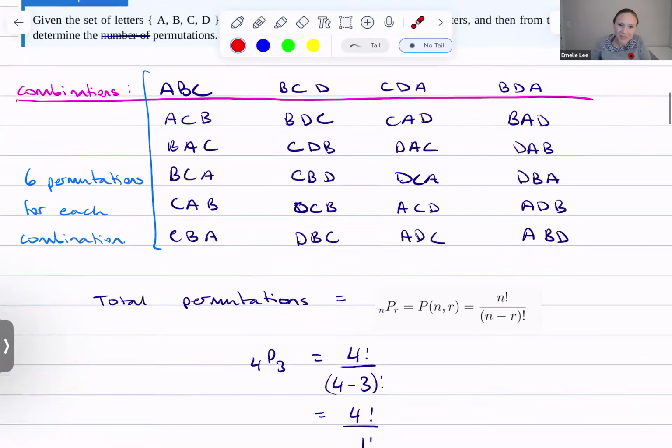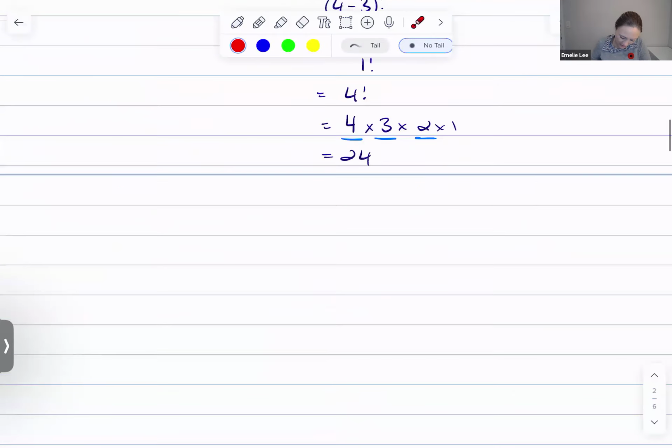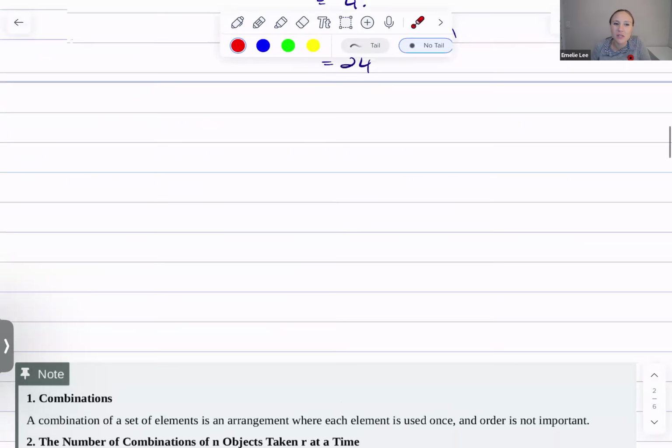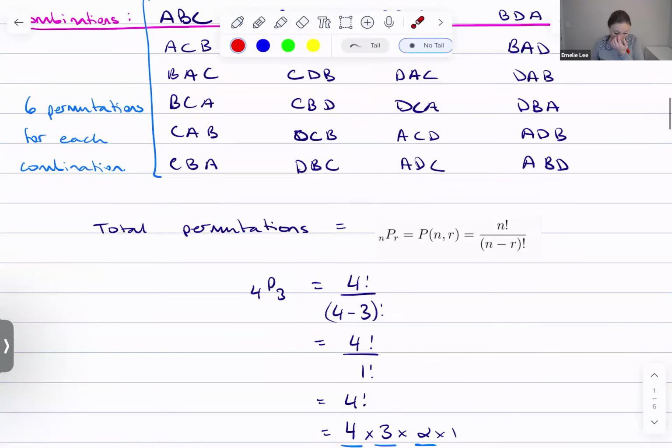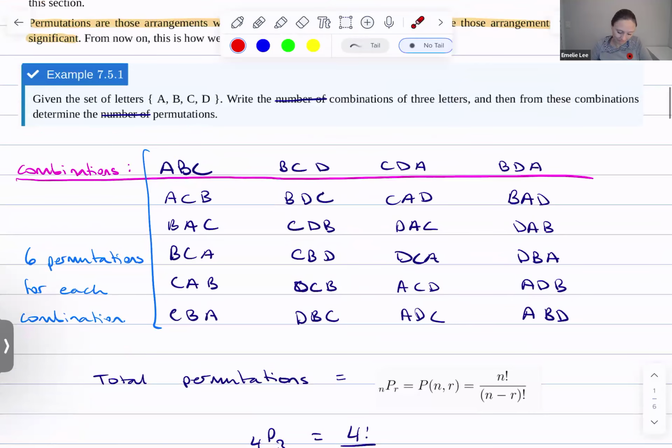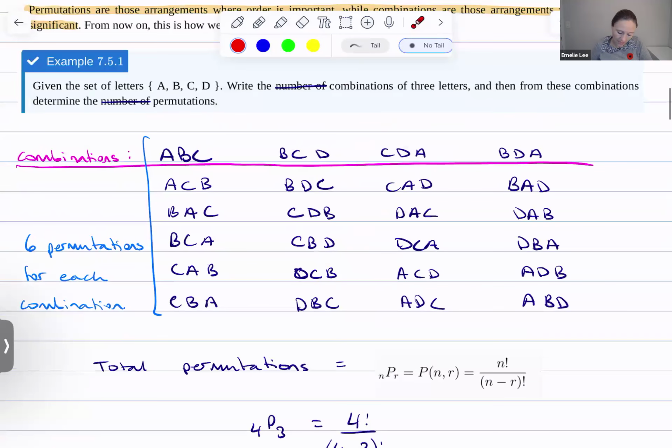Now, I'm trying to remember because clearly I left myself some space here. Let's talk about combinations. What was I going to say? Drawing a blank. That's all right. How do we get to 4 combinations? Well, that's what it was.